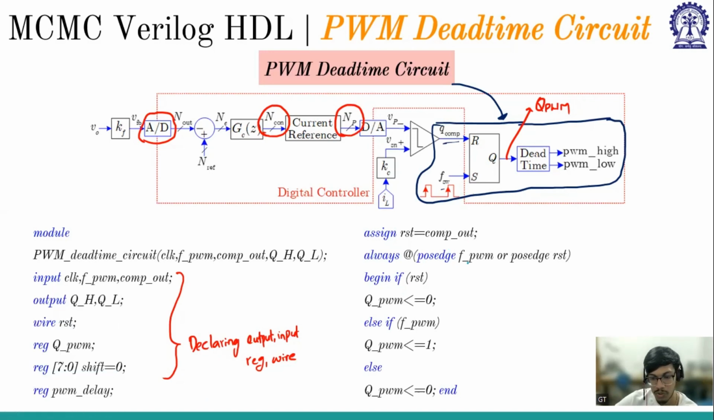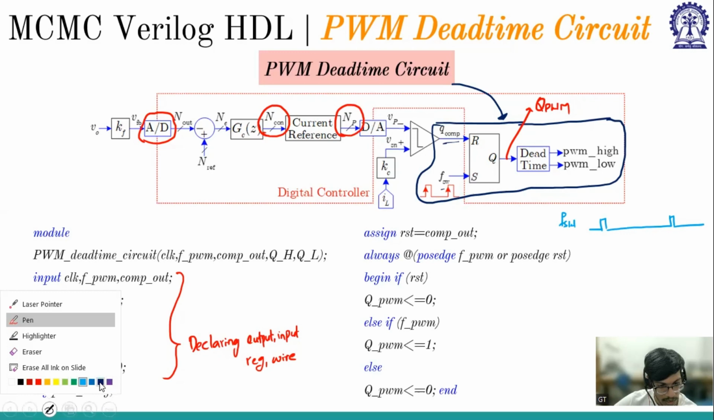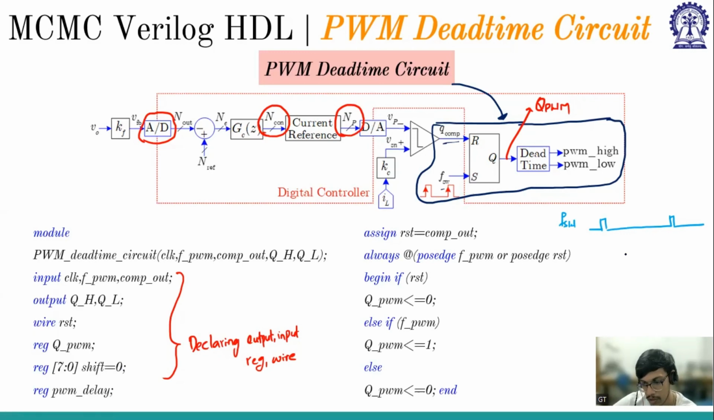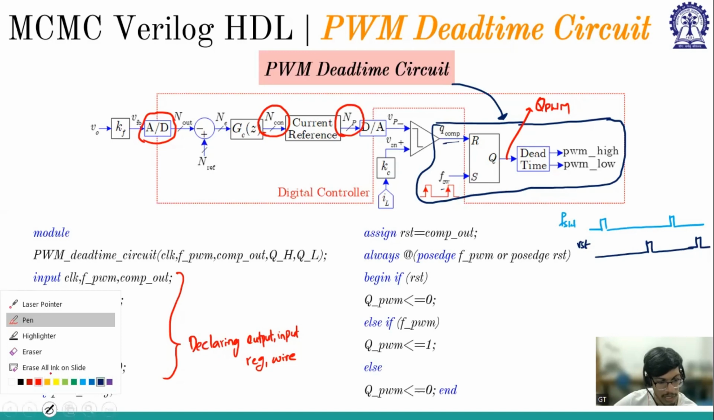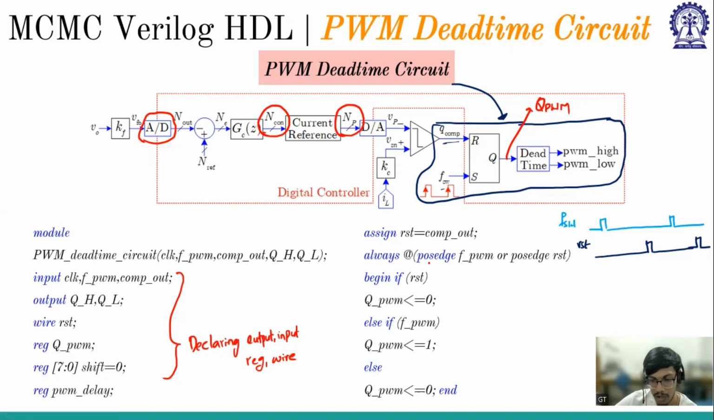Either at the positive edge of FPWM, so I can say this is the PWM or FSW for our ease of understanding. And the other one is the reset pulse. So this is the reset pulse. So now we are drawing the timing diagram. So always at the positive edge of FPWM, it enters the code.